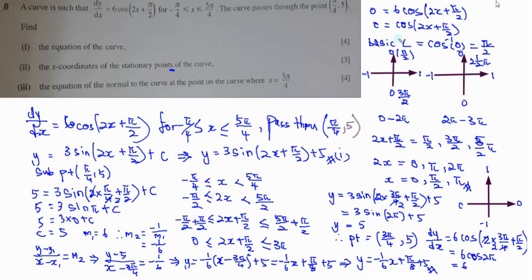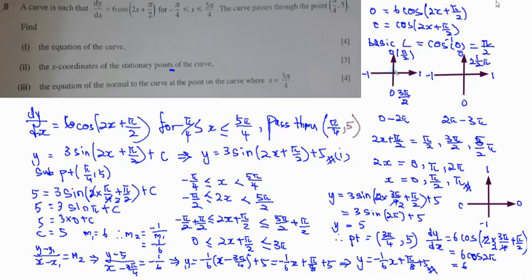Now, let's go and look for the basic angle. At the stationary point, dy/dx equal to 0. Okay, simplify further. You get 0 equal to cosine of (2x plus pi over 2). So the basic angle is arc cosine 0, which gives you pi over 2.